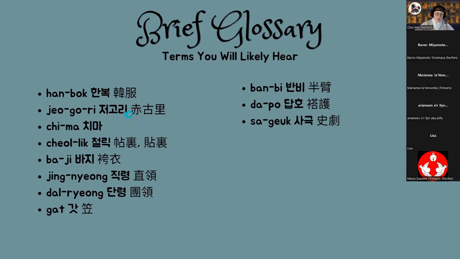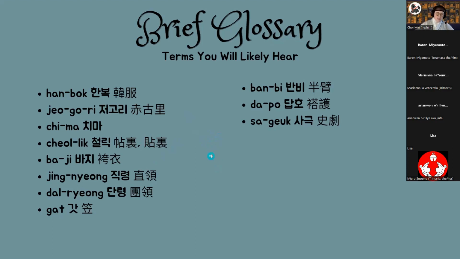And then jogori is the top garment for women. I believe that's also the name for the undershirt that men wear as well, but jogori is the top. Chima means skirt, and so that is any skirt you would see. It's not a specific type of skirt necessarily. It's just skirt.